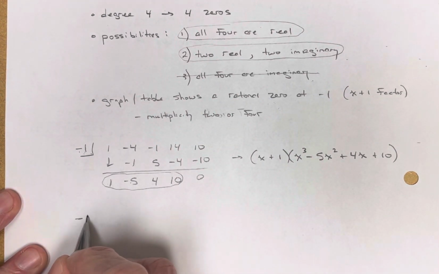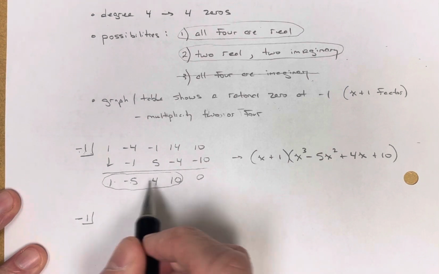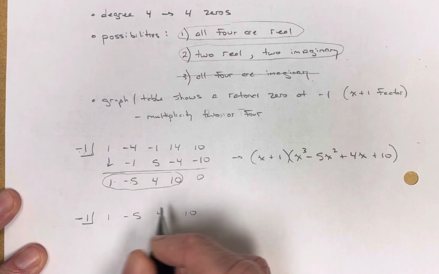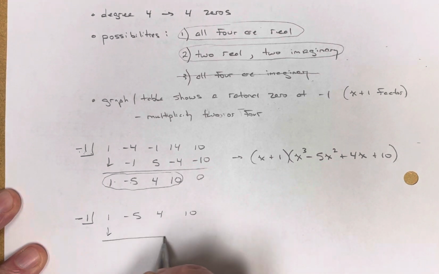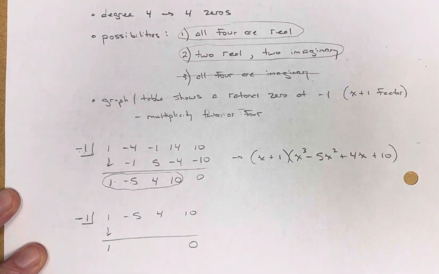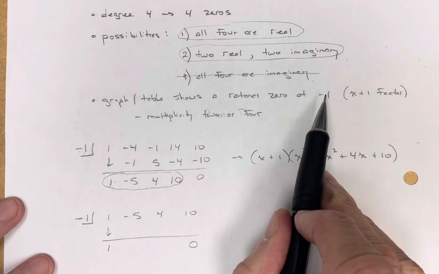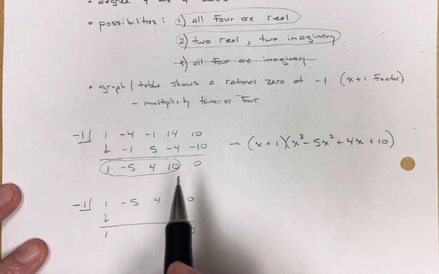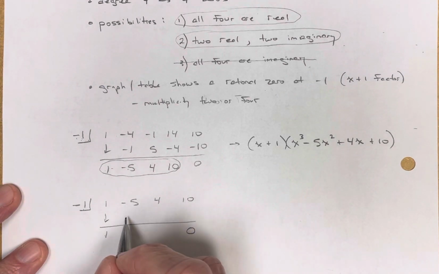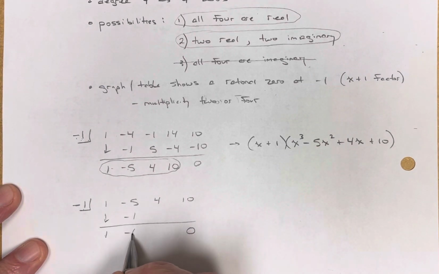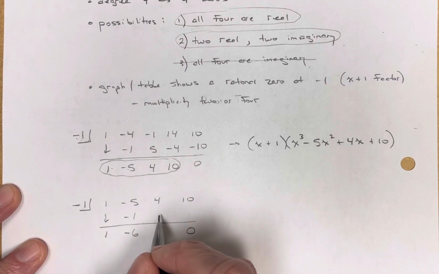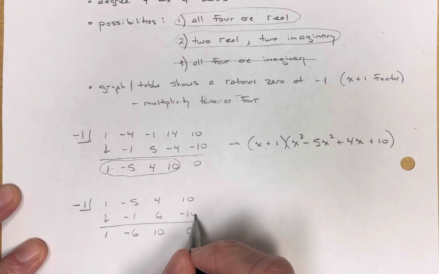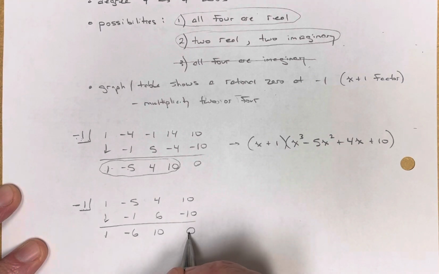So let's pull it out again. Okay, and these are our coefficients: 1, -5, 4, 10. And let's start again. We know we're going to have a 0 remainder because we know that -1 is a 0 at least twice. So let's go for it. -1 times 1 is -1. Add, get -6. Multiply, get +6. Add, get 10. Multiply, get -10. Add, get 0. But we knew that.